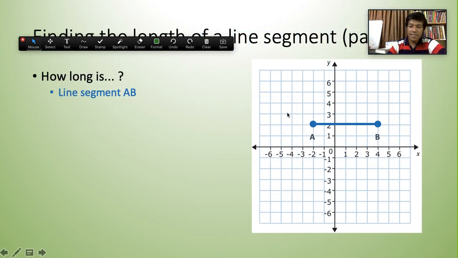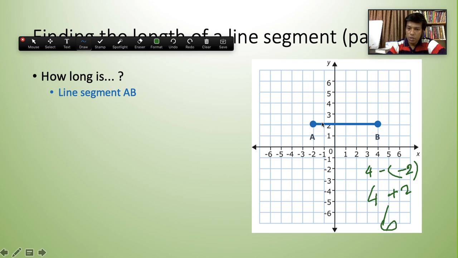Now how long is this AB? Now we are discussing the distance. See, you can just count it: 1, 2, 3, 4, 5, 6. So the distance from here to here is 6. Or you can do it another way. You can write 4 minus, then this is minus 2, so it becomes 4 minus minus 2, and minus into minus means plus. So the total is 6. So the distance is 6.